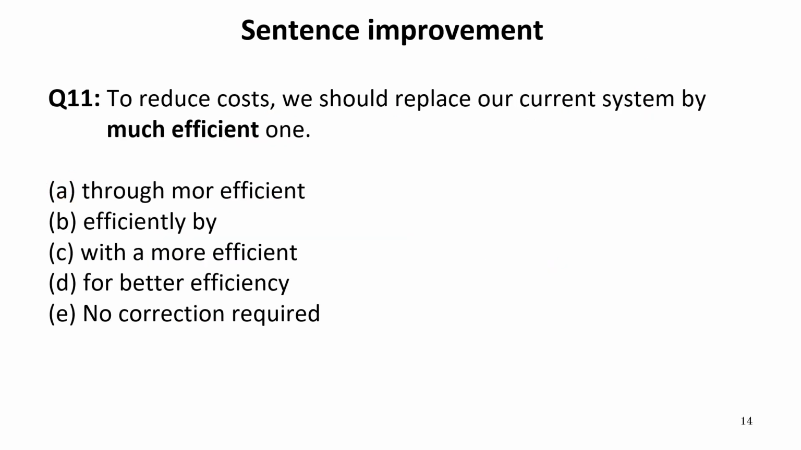To reduce costs, we should replace our current system by a much efficient one. Obviously, we would replace it with something better. So to make it something better, we cannot use much. Much is a positive degree, whereas we need comparative degree over here. Now, through is an incorrect preposition to be used over here. Efficiently by is again incorrect. With a more efficient. So with replace we use with. So also for this our answer is C.